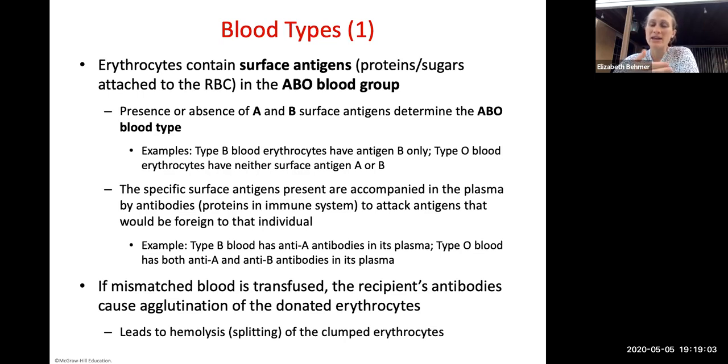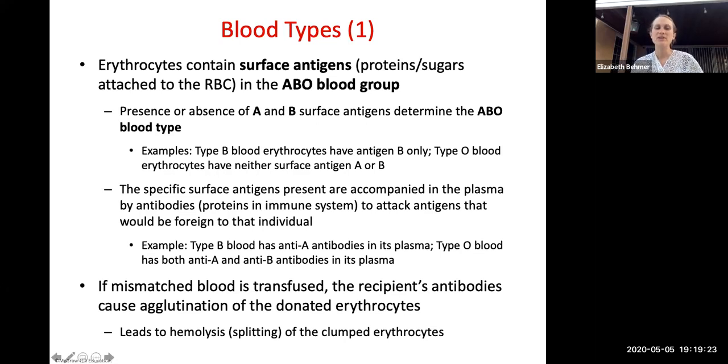The A and B just refer to what surface antigens, and again, those are little proteins that are attached to your red blood cell. And if you're type O, you do not have either antigen attached. So I am A positive, and we'll talk about where the positive and negative come in.